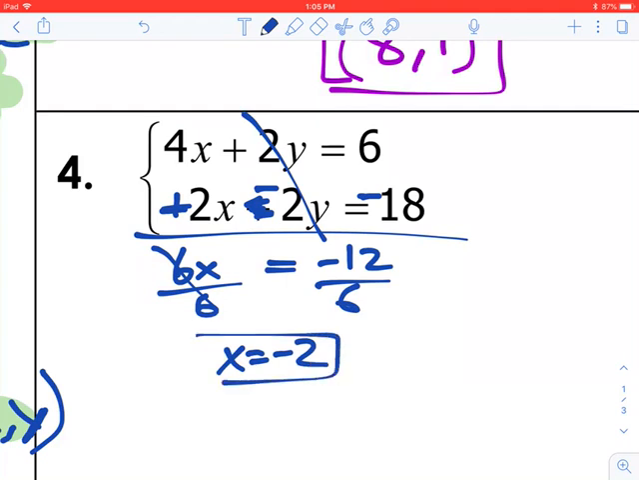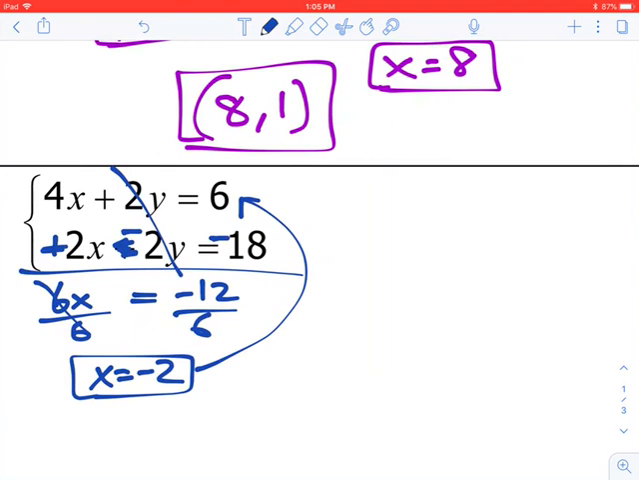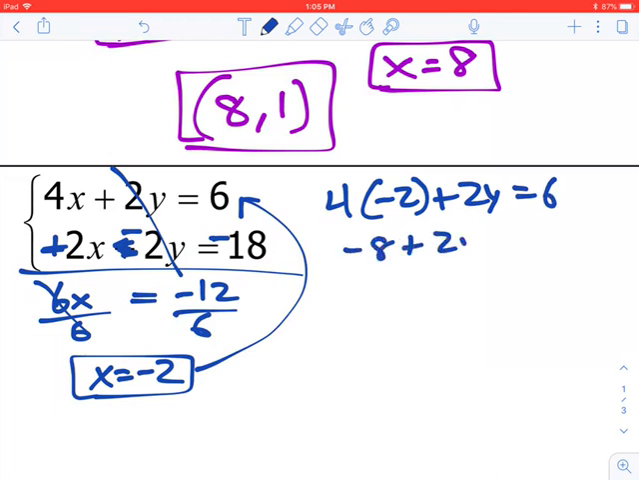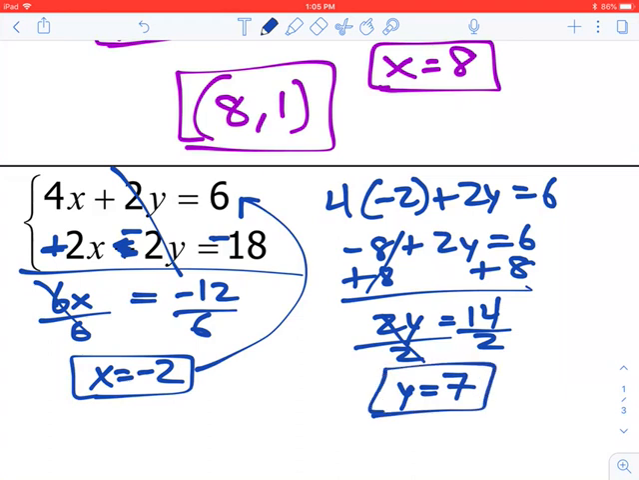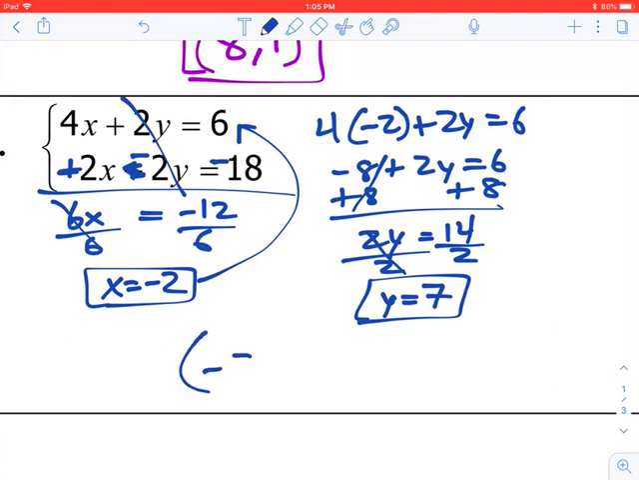-2. And so once again, I'm going to plug it back in. And I get 4 times negative 2 plus 2y equals 6. So that's negative 8 plus 2y equals 6. Add 8 to both sides to get the y by itself. That's 2y equals 14. And then I divide by 2. Y equals 7. So my final answer, negative 2, 7.